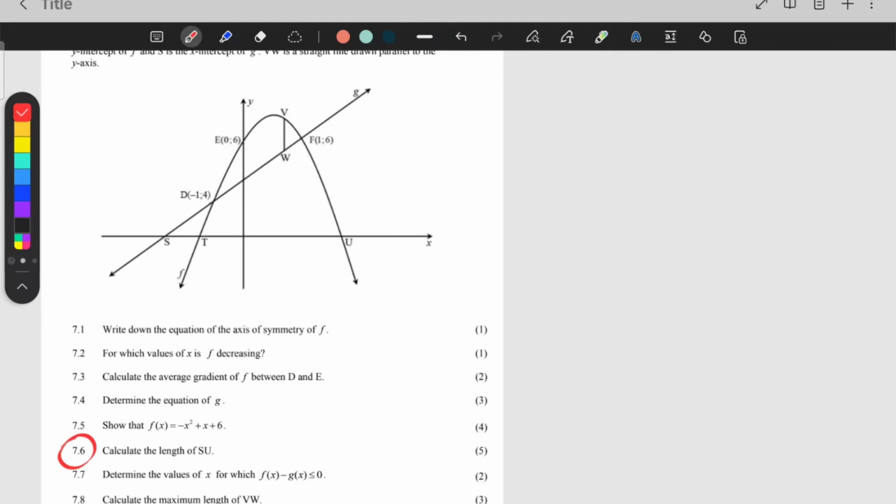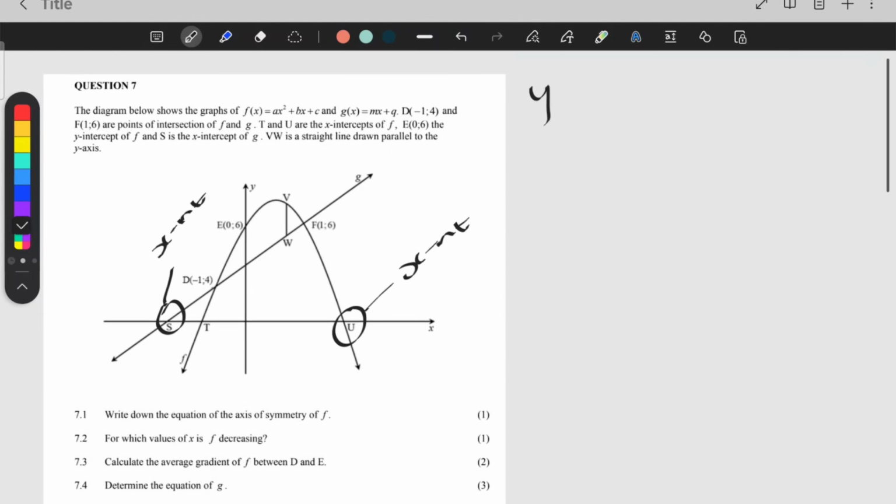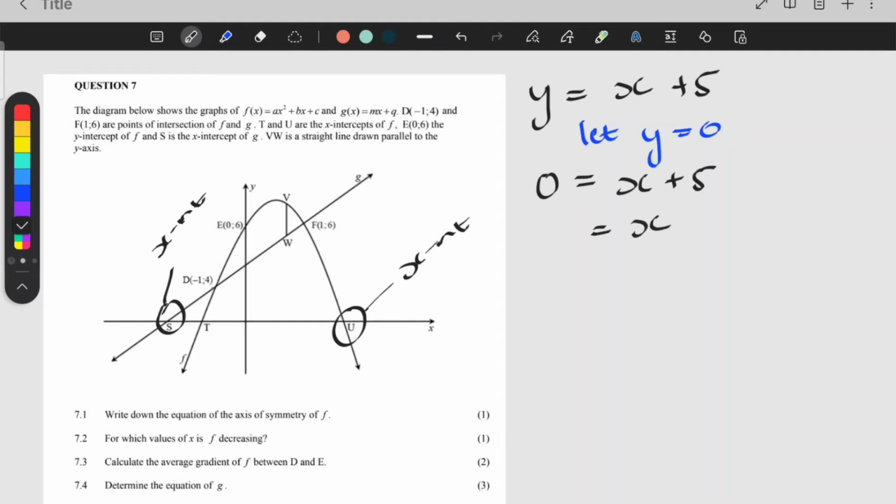Our next question is 7.6 and it says calculate the length of SU. S is the x-intercept of the straight line and U is the x-intercept of the parabola. Okay, I need to work that out first. So the straight line, my equation was y is equal to x plus 5. So to get the x-intercept, because I want this, I'm going to let y be 0. So this becomes 0 is equal to x plus 5. X is equal to negative 5. So I'm going to go right here. This s is negative 5.